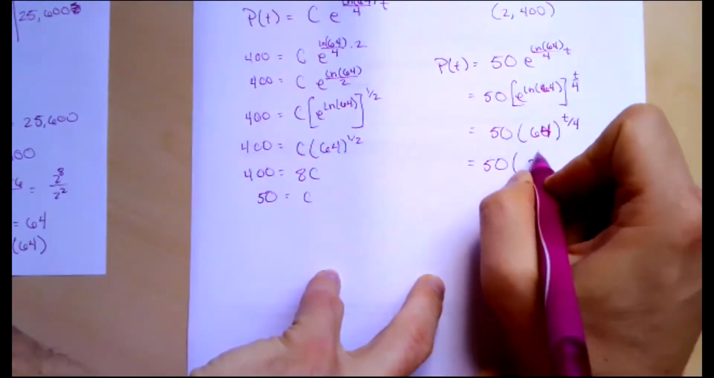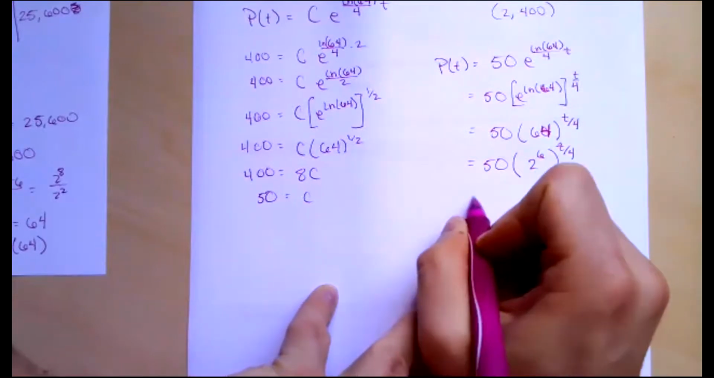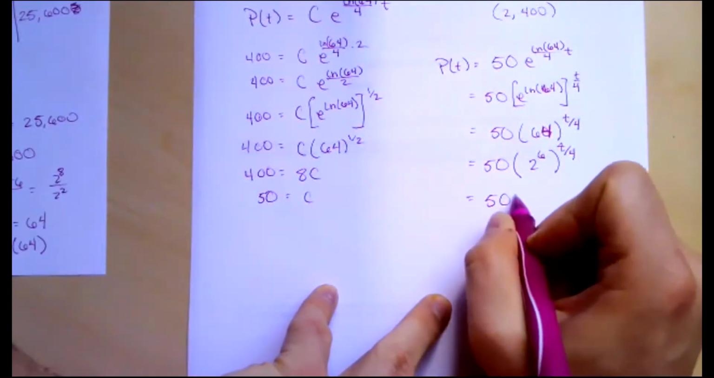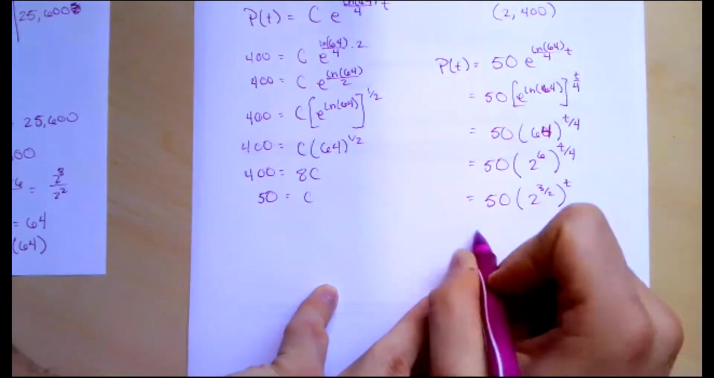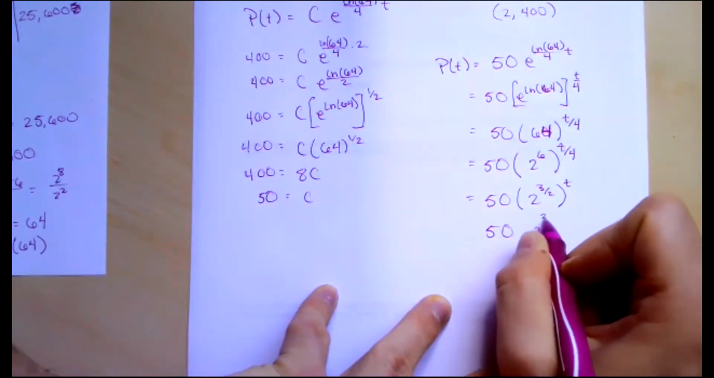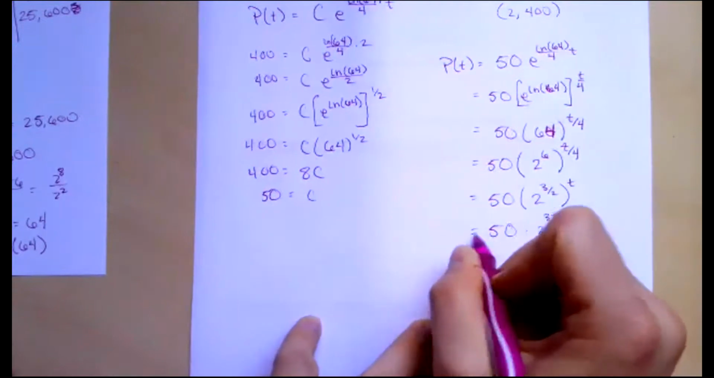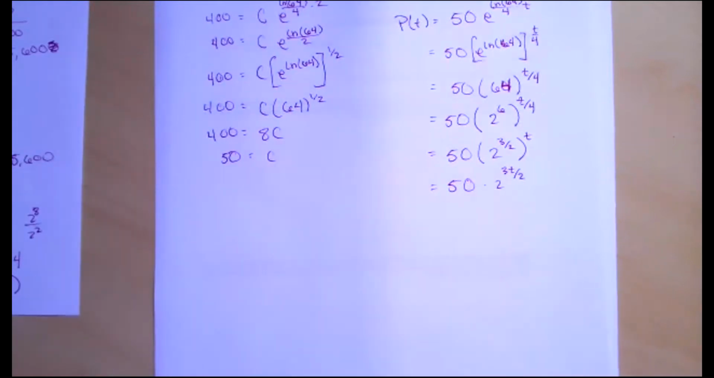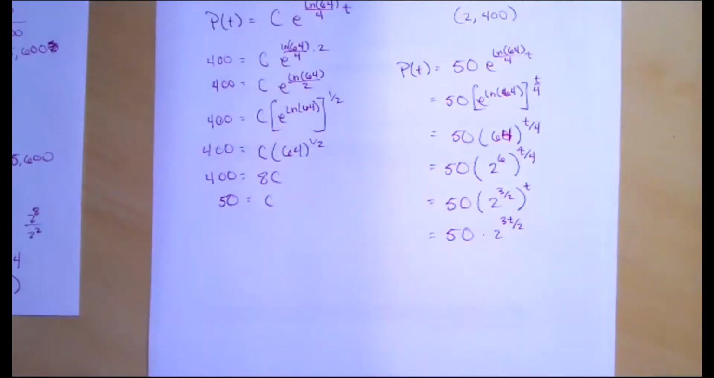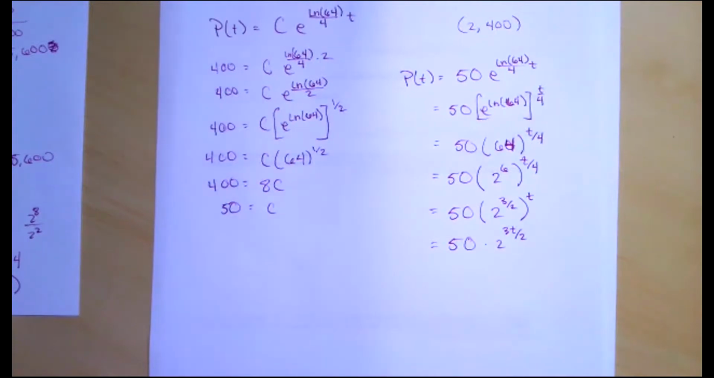So 64 was 2 to the 6th. T over 4, so that's going to be 50 times 2 to the 3/2 t, or 50 times 2 to the 3t over 2. Any of these models look pretty good. This is kind of the most simplified form, I guess, and in some sense gives us the notion of the doubling time. This one gives us the relative growth rate, the constant of proportionality in the exponent. Any questions on that?